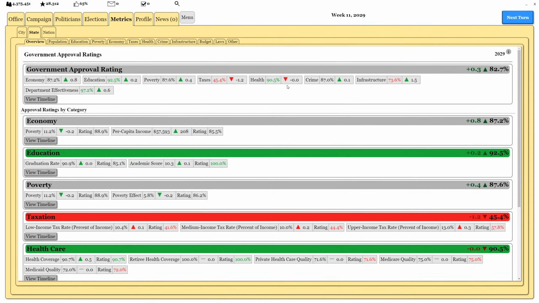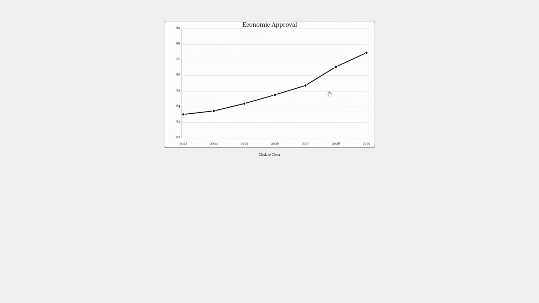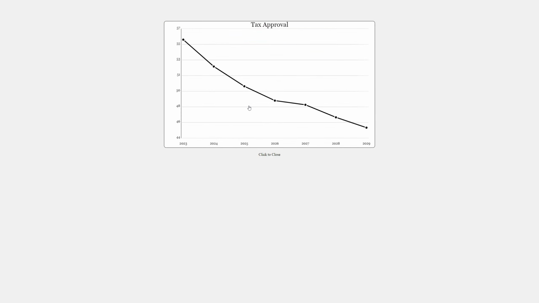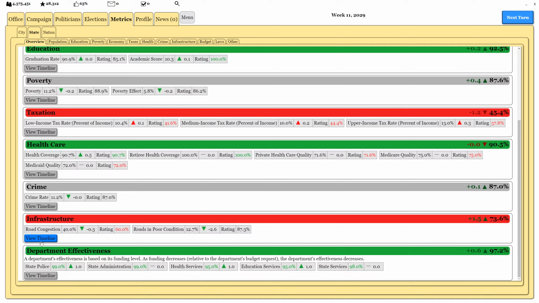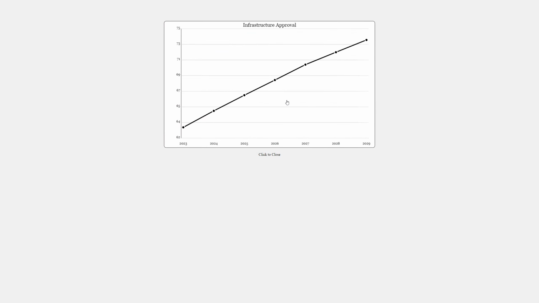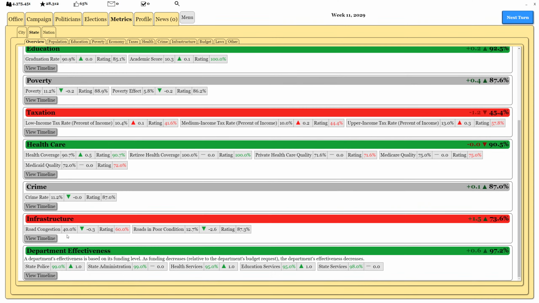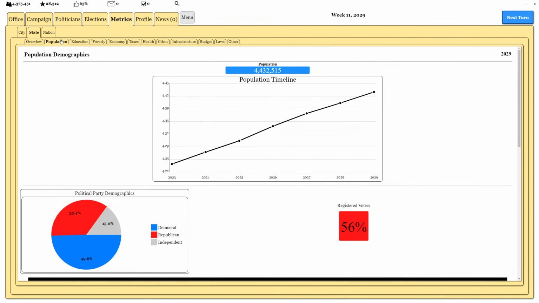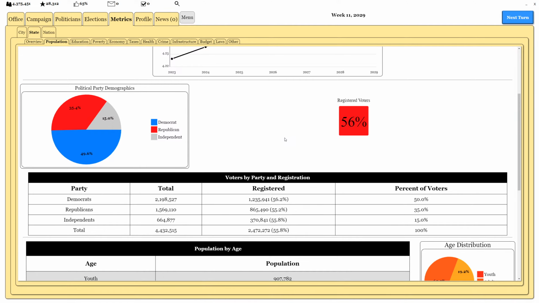Government approval is up. Economy is up. Taxation is down. It's pretty normal for my gameplays. Infrastructure approval is actually up about 10 points. Department effectiveness is going up. Population 4.4.